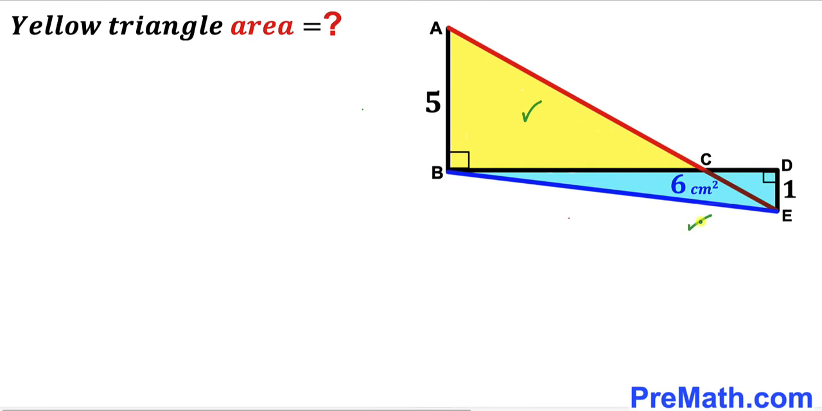In this video, we have this yellow shaded right triangle ABC and this blue shaded right triangle BDE put together, as you can see in the given diagram, such that the area of the blue shaded triangle is 6 centimeters squared. Moreover, side AB is 5 centimeters, whereas the tiny side DE is 1 centimeter. Our task is to calculate the area of the yellow shaded triangle ABC.